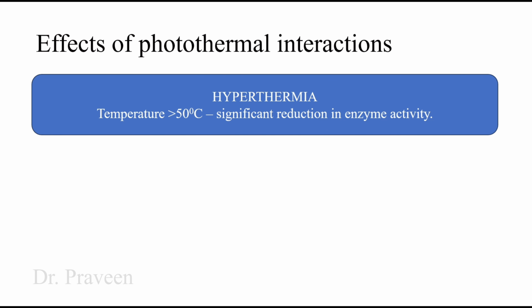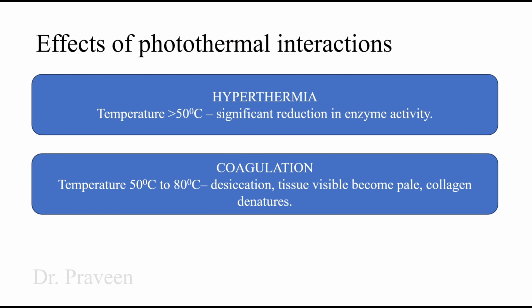When the laser causes a temperature less than or near 50 degrees Celsius, it causes a significant reduction in enzyme activity. That is the hyperthermia effect. It causes an increased temperature in the tissue. And when it reaches between 50 to 80 degrees Celsius, it causes coagulation. That is desiccation, and the tissue visibly becomes pale. When the temperature goes to 50 to 80 degrees Celsius, collagen denaturation takes place and causes the coagulation.